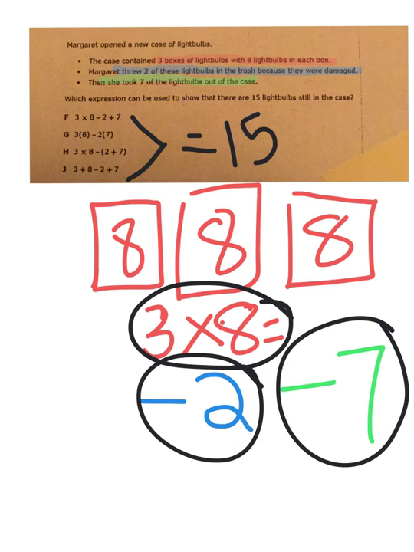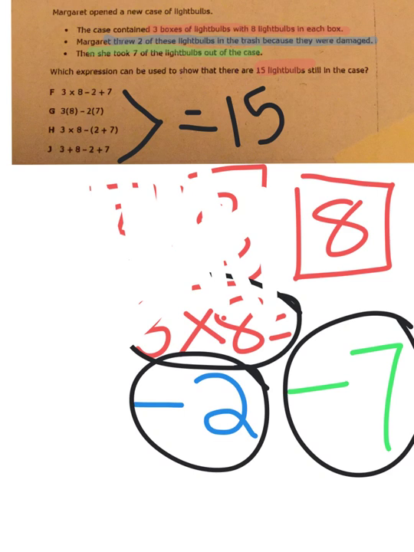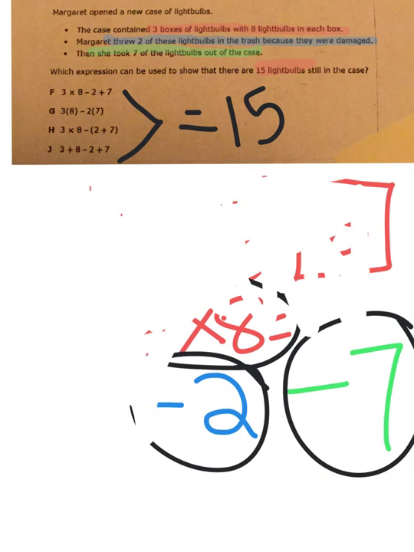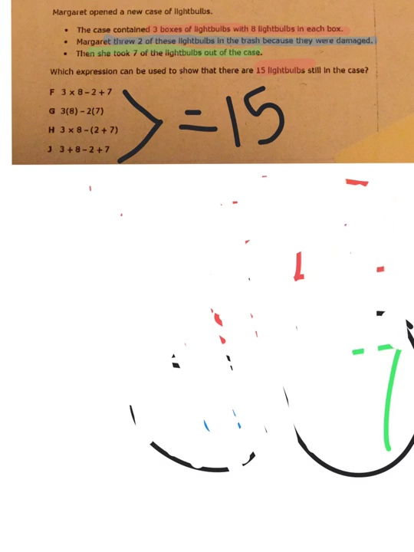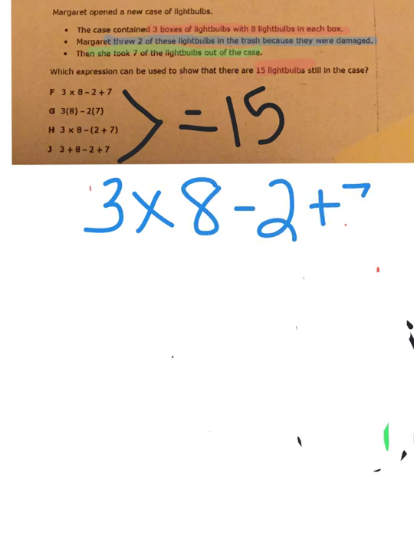Now, obviously, I'm looking for the one that's going to give me 15, right? 15 light bulbs is what I'm looking for. So I can go through and use PEMDAS to solve these and find the right answer. So let's erase this, and we will start with the first one. Okay, so we look at F, and we're going to solve that one to see if it gives us 15. Okay, let's go with blue. So for F, we have 3 times 8 minus 2 plus 7.